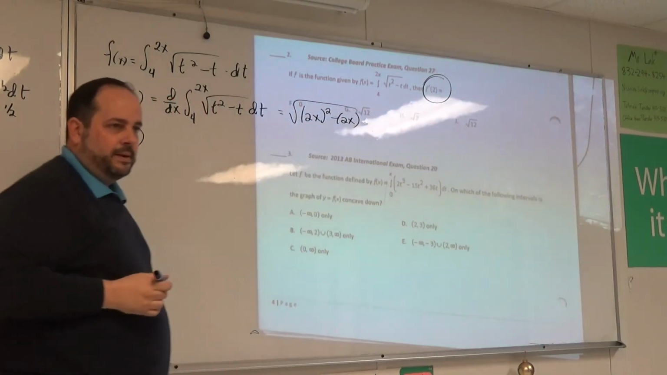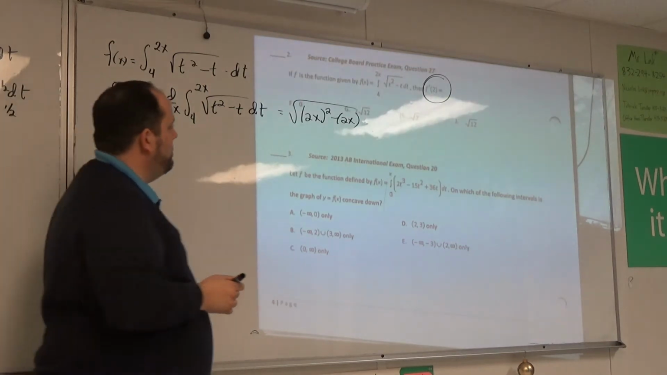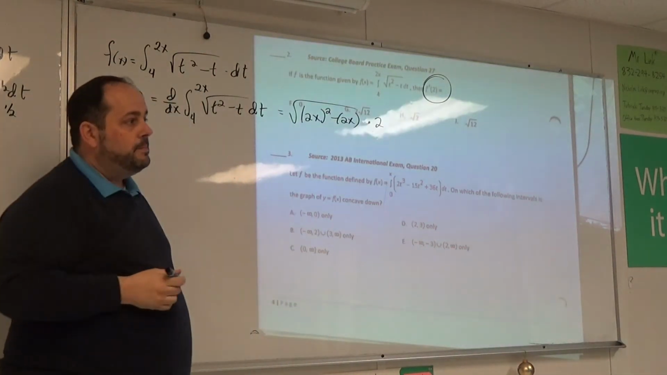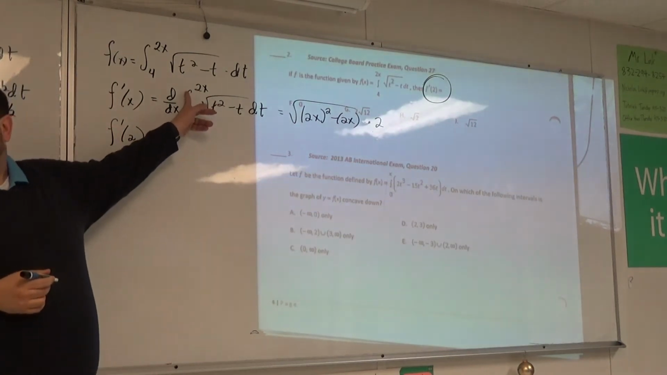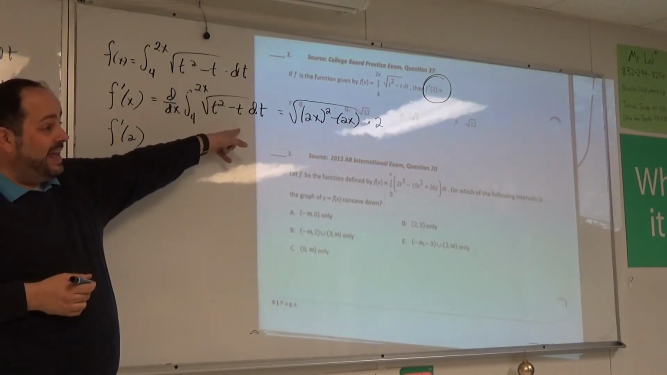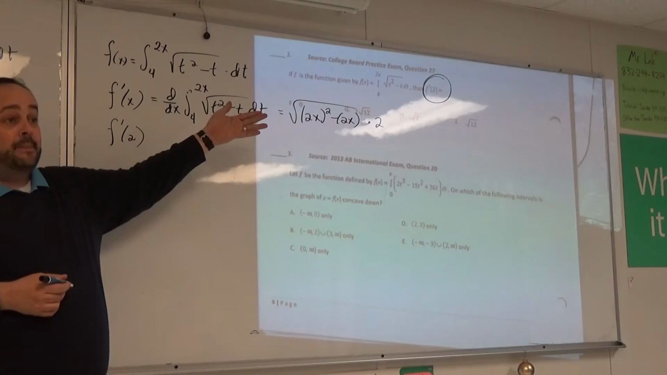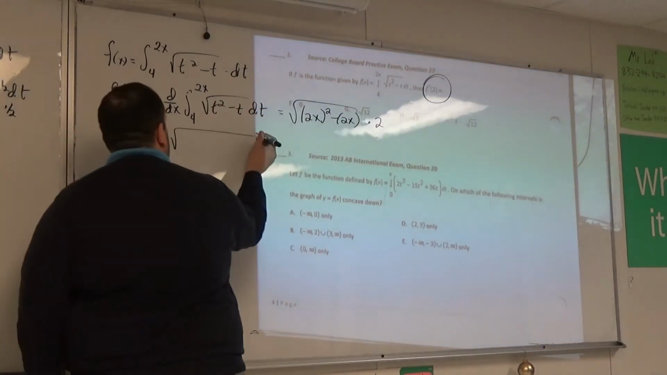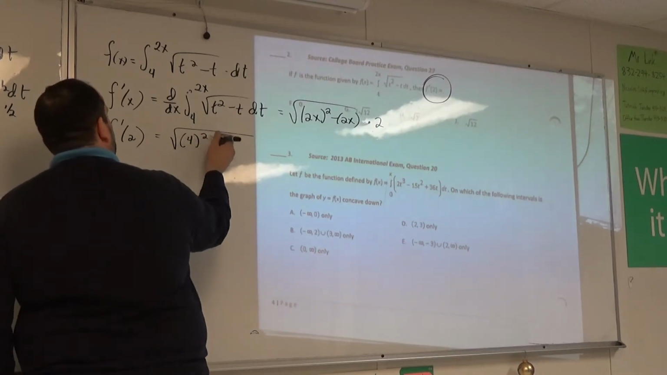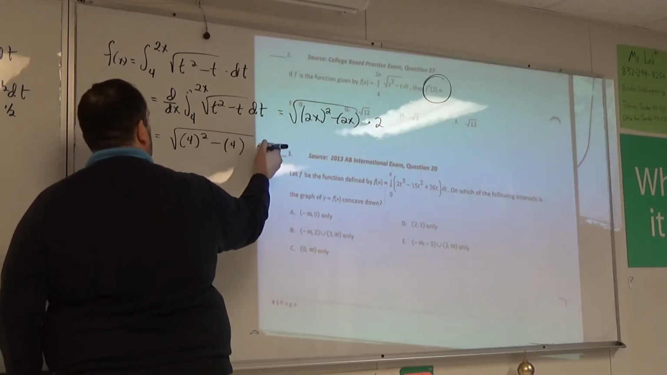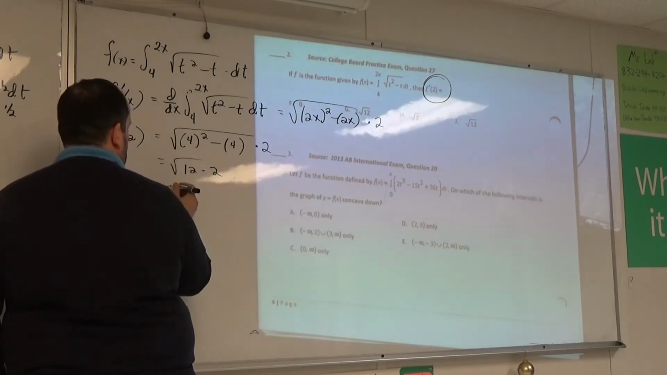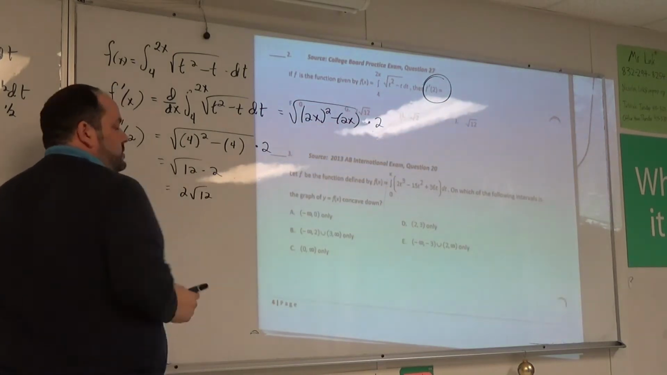Okay, so Edgar, you probably did something like that, and then times 2. Because that's the extended version, right? You plug this guy in, and then you multiply by the 2. So f prime of 2 is going to be the square root of 4 squared minus 4 times 2, which if you clean that up is the square root of 12 times 2, or 2 square root of 12.